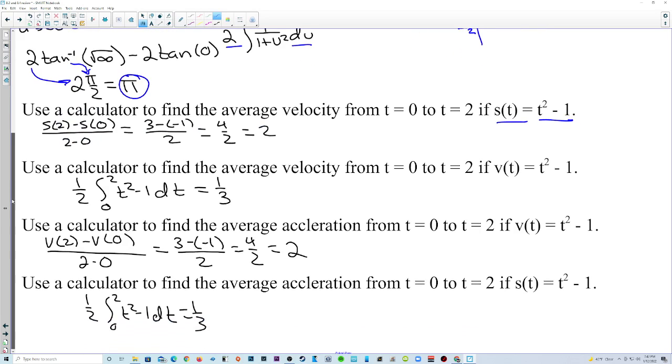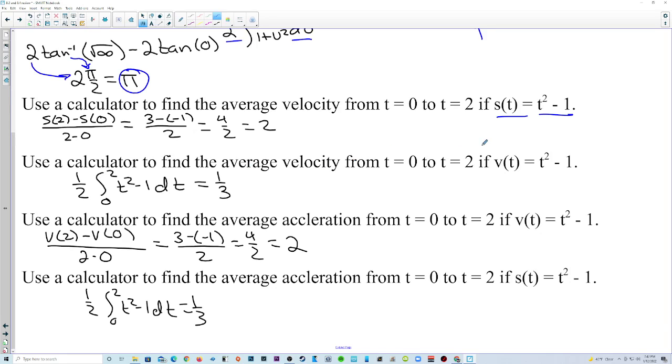Use a calculator to find the average velocity from 0 to 2 if they're giving you the velocity function. Well, you're finding the average of the velocity, and they give you the velocity function. So the way you find the average velocity here is a little different. We use integral. So that's really 1 over 2 minus 0, so 1/2 integral from 0 to 2 of the velocity function, plug it into your calculator, ends up being 1/3. Now, we could certainly do this by hand, but in class, I used a calculator, just to speed it up.